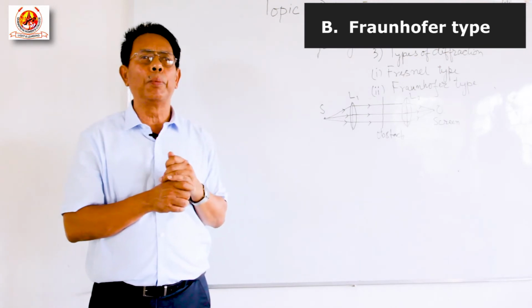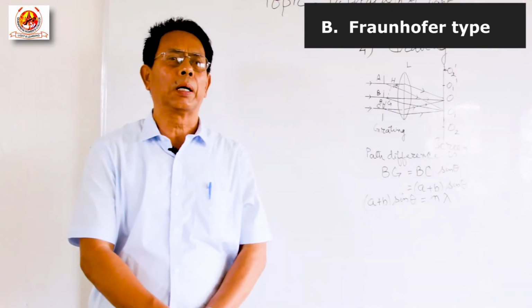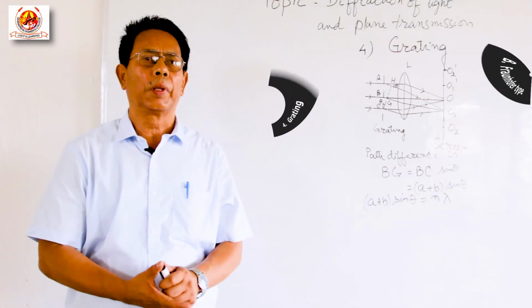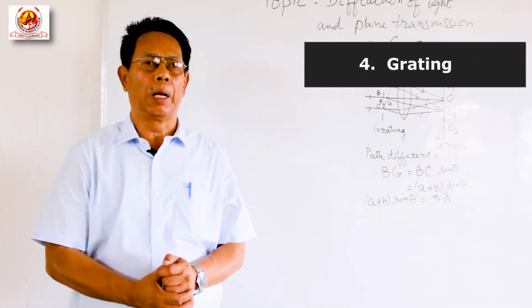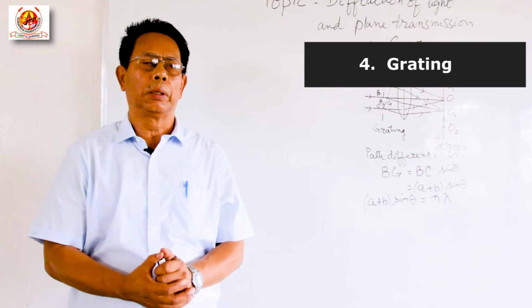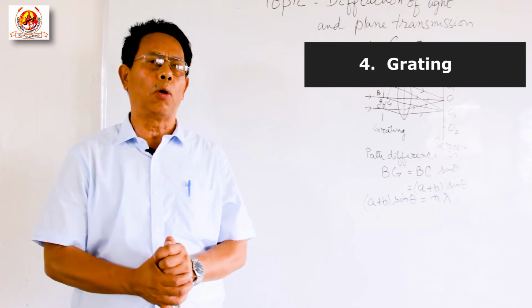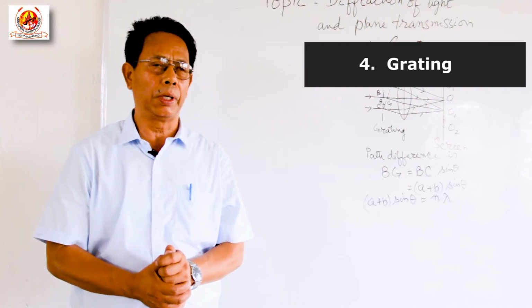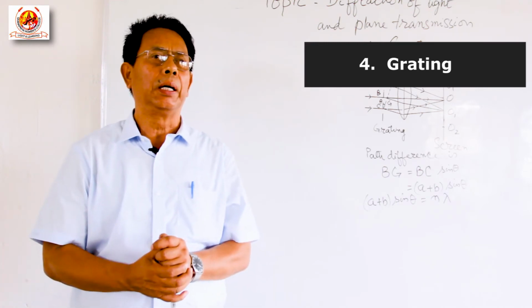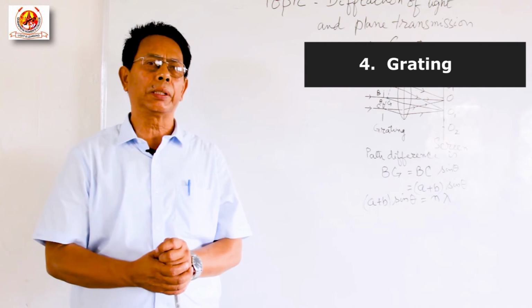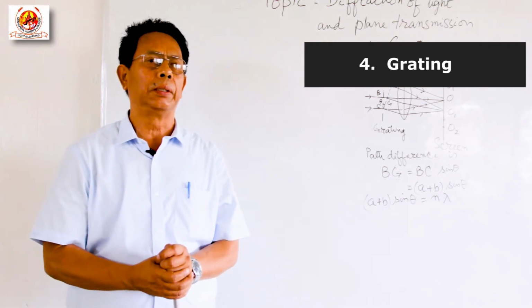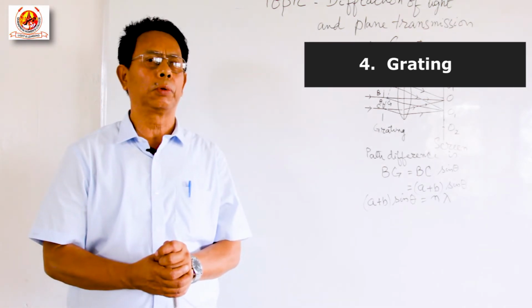Coming to the fourth point, gratings. First of all, let me tell you what a grating is. A grating is an optical device. Though it is very small in nature, it is one of the most versatile and commonly used optical instruments, or we say devices.